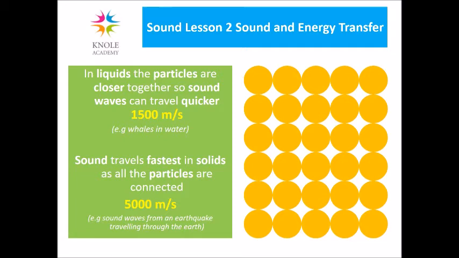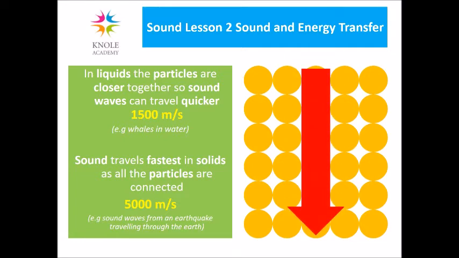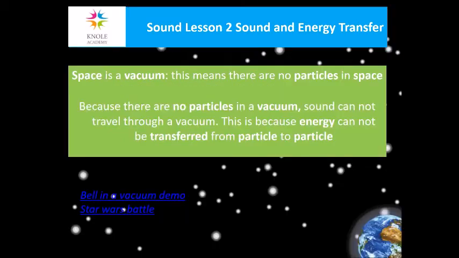And then last but not least, sound travels the fastest in solids as the particles are connected. They are all touching each other. So the sound travels at 5,000 meters per second. Still nowhere near as fast as light, which we learnt was 300,000 meters per second. But 5,000 meters per second is still not slow. So the energy is still transferring by particles colliding with each other.